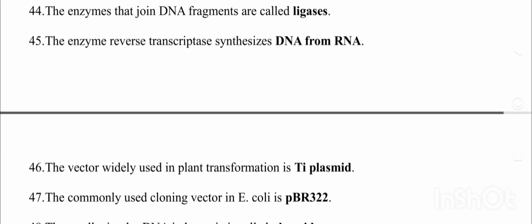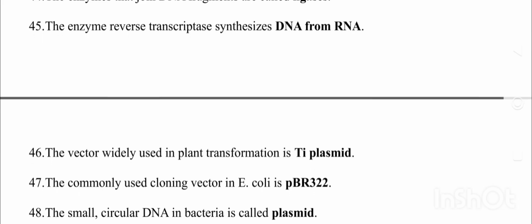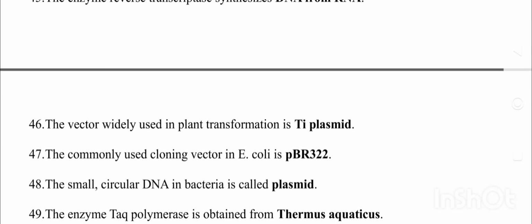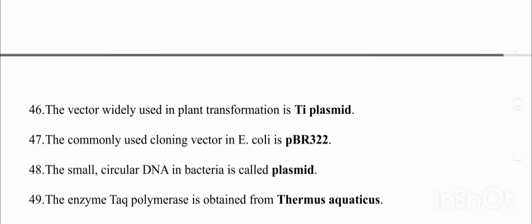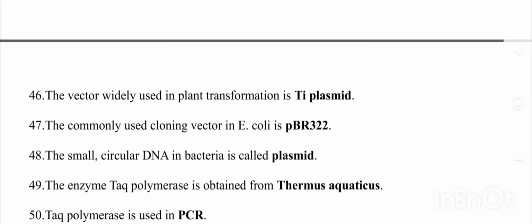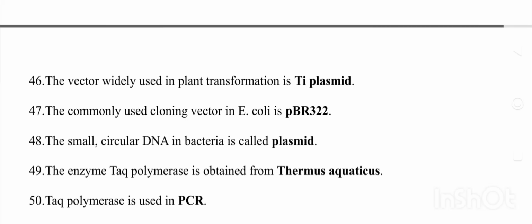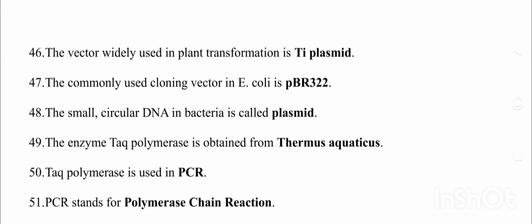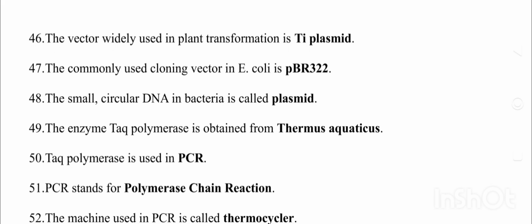46. The vector widely used in plant transformation is Ti plasmid. 47. The commonly used cloning vector in E. coli is pBR322. 48. The small circular DNA in bacteria is called plasmid. 49. The enzyme Taq polymerase is obtained from Thermus aquaticus. 50. Taq polymerase is used in PCR.